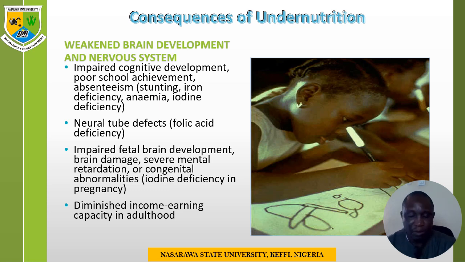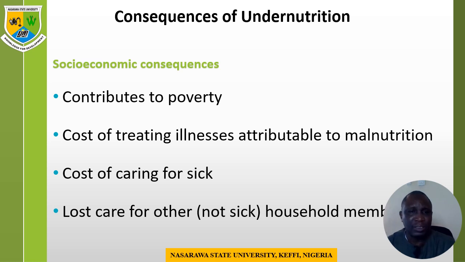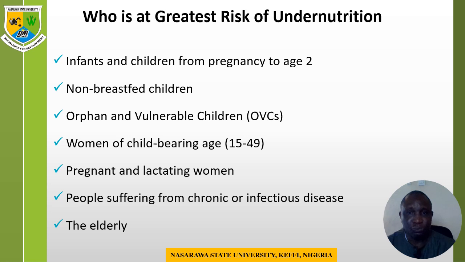The third consequence is socioeconomic consequences. Undernutrition contributes to poverty because a sick person is not as productive as a healthy individual. It also increases the cost of treating illness attributable to malnutrition. It also increases the cost of caring for the sick. And lastly, there is lost care for those children who are not sick in the household. The parents, the mother or the father, will not be available to take care of them. So these are consequences of undernutrition.